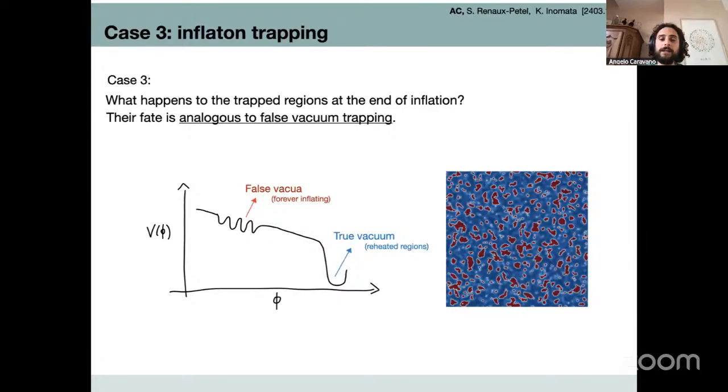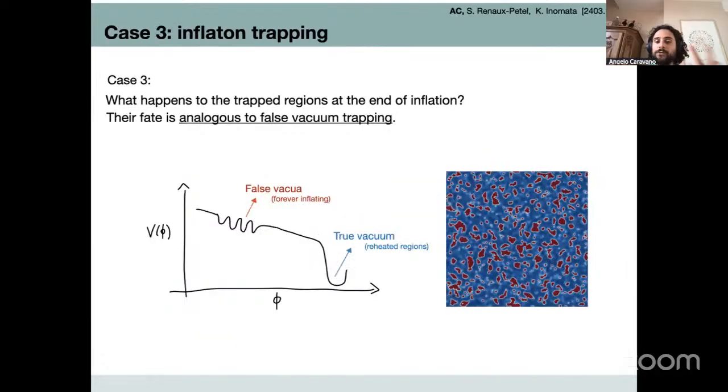And in order to understand what's really happening at the end of inflation in this model, and again, this is not something that we study with the simulation, this is something that we try to understand, what's going to happen at the end of inflation is that the blue regions are going to end up in the true vacuum, and they're going to reheat, while these red regions are going to inflate forever. However, these are regions that are trapped in a false vacuum, so they have a much higher energy than the true vacuum, which means that the red regions should collapse into black holes at the end of inflation.